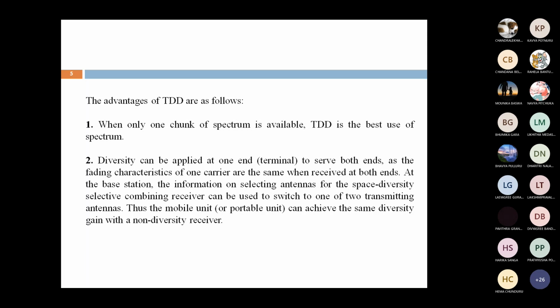The main advantages of TDD are as follows. When only one chunk of spectrum is available for both transmission and reception, TDD makes the best use of the spectrum. And diversity can be applied in a TDD system. By diversity I mean we use two receivers at the end of the system, receive the signals, combine them, and check whether they are equal. That is the diversity scheme applied, that is, the space diversity scheme.